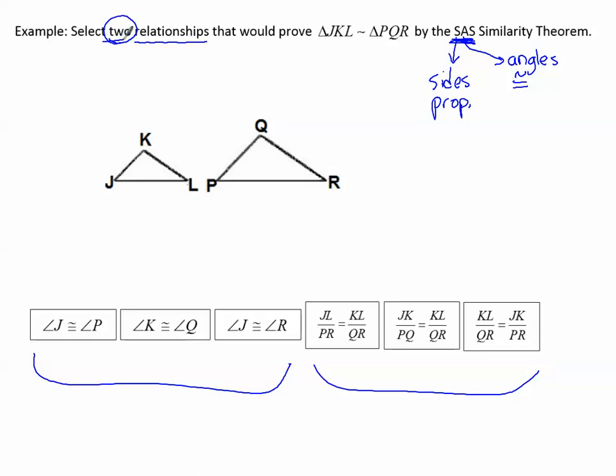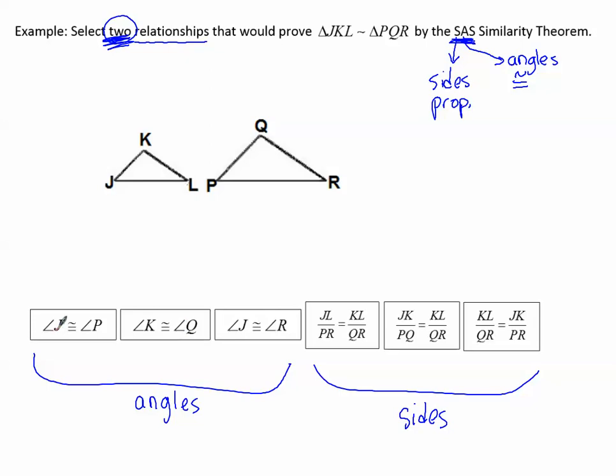Remember, pick two relationships. Because it's side angle side, one has to be from the sides, and this is the sides, and one has to be from the angles, and this is from the angles. Remember that side angle side says there is one pair of congruent angles. Those are the included angles. So what's the easiest way to look at this?